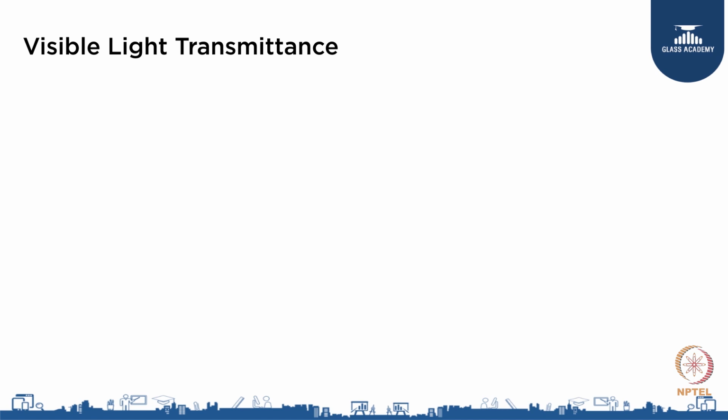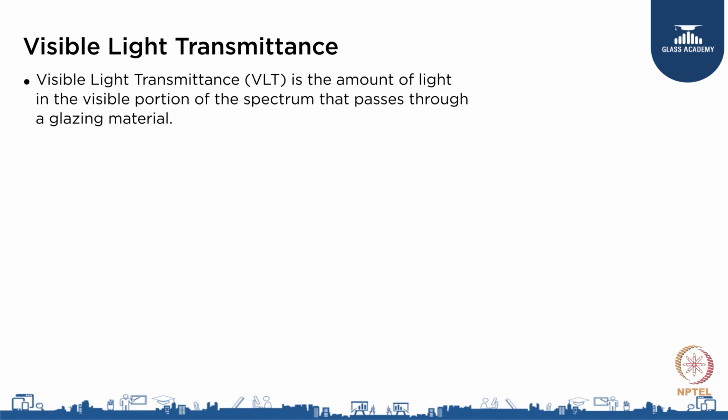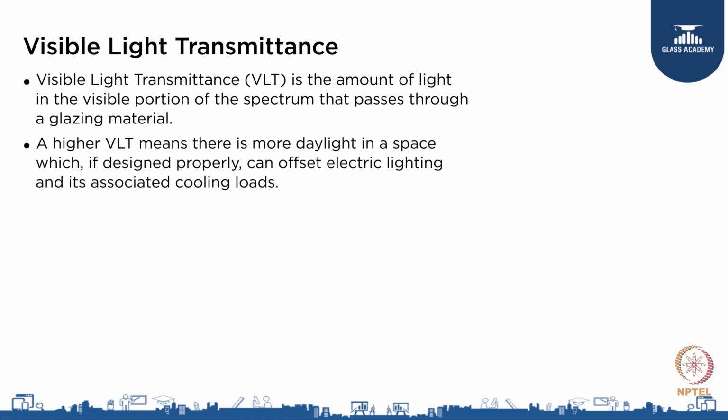What is visible light transmittance? Visible light transmittance is the amount of light in the visible portion of the spectrum that passes through the glazing material. So suppose there are X units of visible light falling onto the glass and X by 2 passes through, then we can say that 50% is the visible light transmittance of the glass. The higher the VLT, the better it is for daylighting because we will get more illumination indoors and we will be able to save on the artificial electrical light energy consumption.